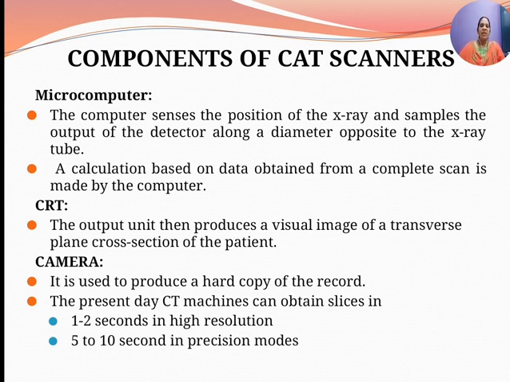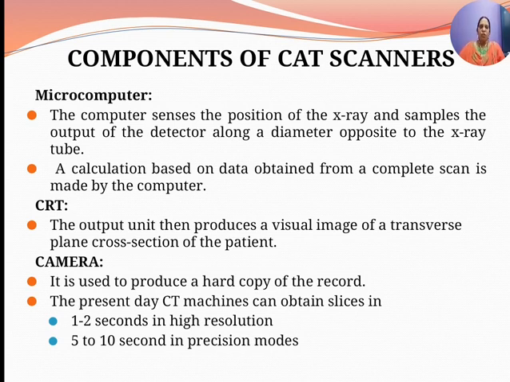Then your CRT, the cathode ray tube, the output unit, produces a visual image of a transverse plane cross section of the patient. You can see the visual image of the cross section of the patient through the CRT, the cathode ray tube. Then your camera is used to produce a hard copy of the record.